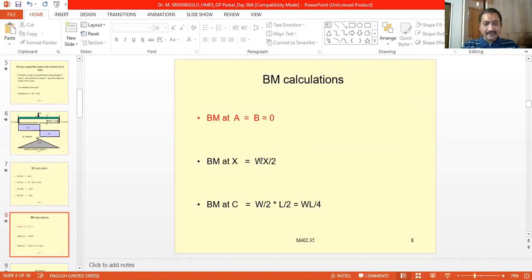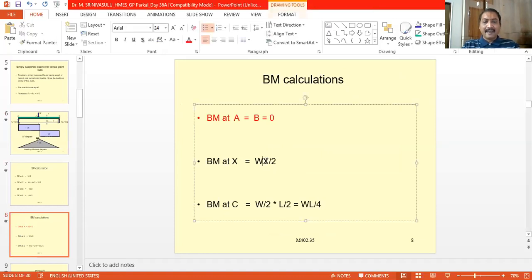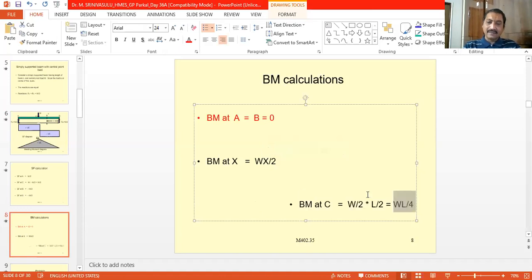Now to find out the bending moment at C. C is the midpoint, at a distance of L by 2 from the right support. So we can substitute x is equal to L by 2. That gives W into L by 2 by 2, which is nothing but WL by 4. So WL by 4 is the bending moment at the point C, that is, the bending moment at the midpoint.